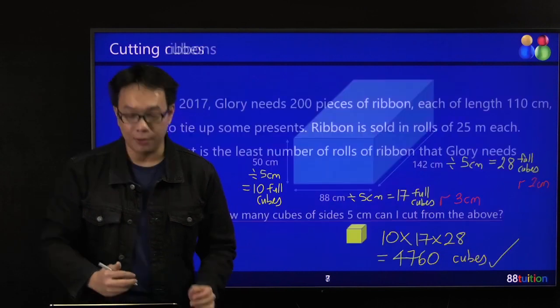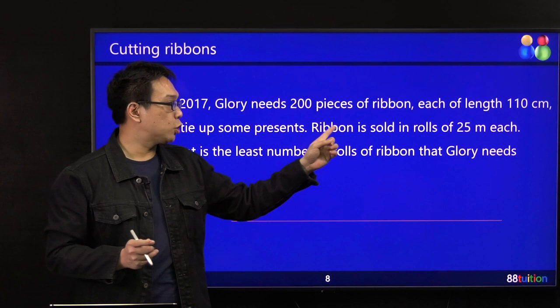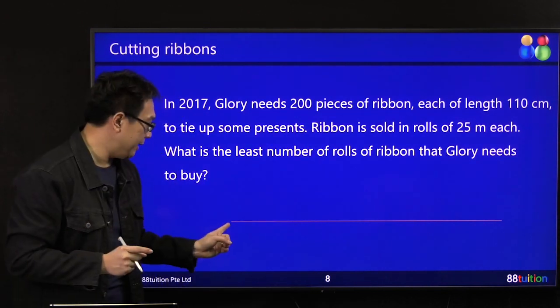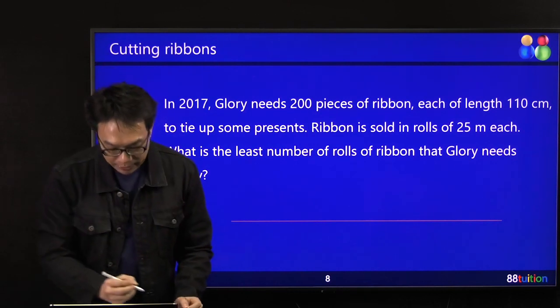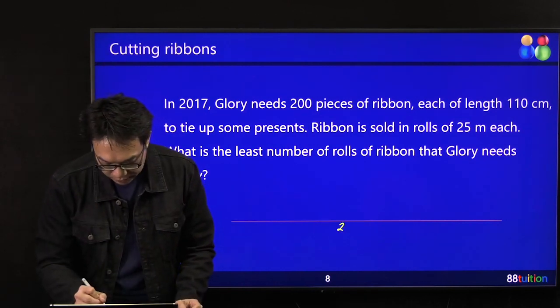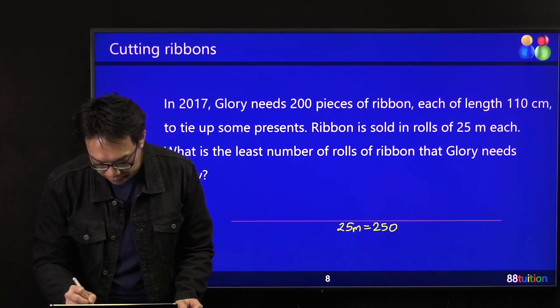Alright, now we talk about cutting ribbons. Back to this question. So what did they say? Ribbon is sold in a row of 25 meters. From here to here is 25 meters. So there is a fixed amount down here. There's a fixed row. 25 meters is equal to what? Times 100, 2,500 cm.